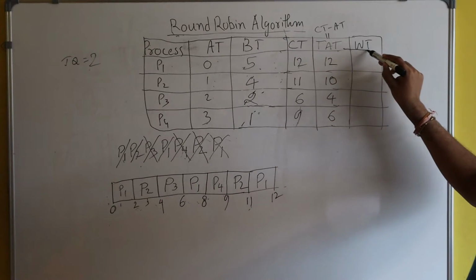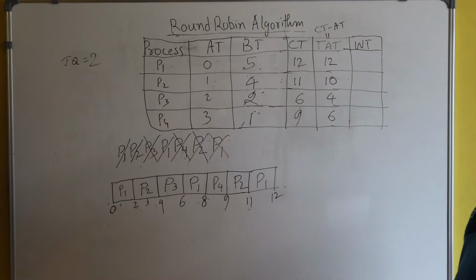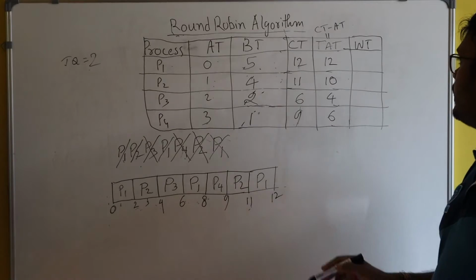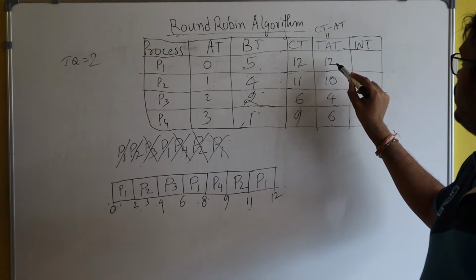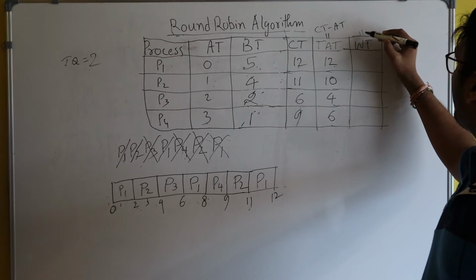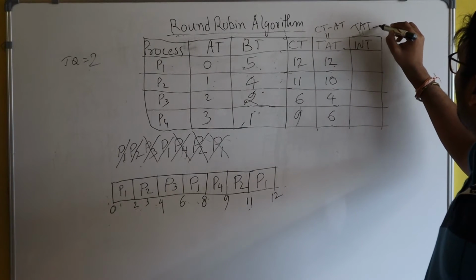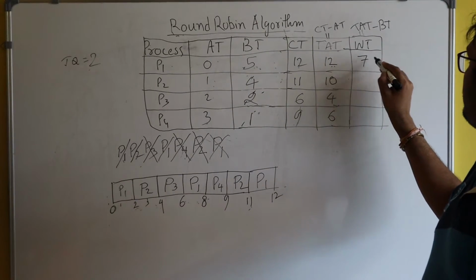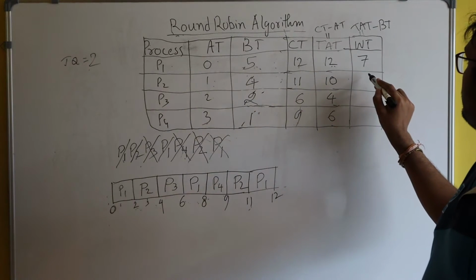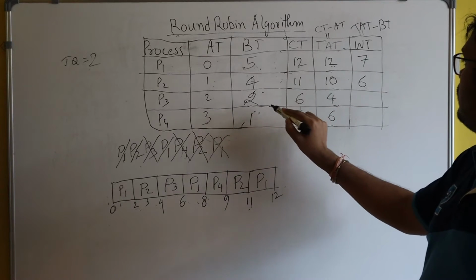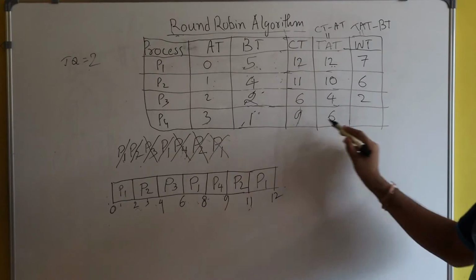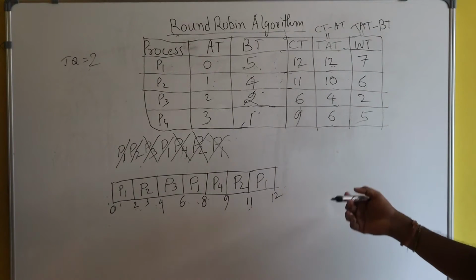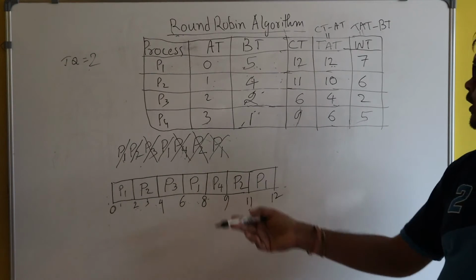So now we will calculate the waiting time. Formula for waiting time is what? Turnaround time minus burst time. So let's calculate the waiting time for process P1. 12 minus 5. Here I write the formula: turnaround time minus burst time. So 12 minus 5, 7. 10 minus 4, 6. 4 minus 2, 2, and then 6 minus 1, 5. So here you see how we have done the whole calculation.